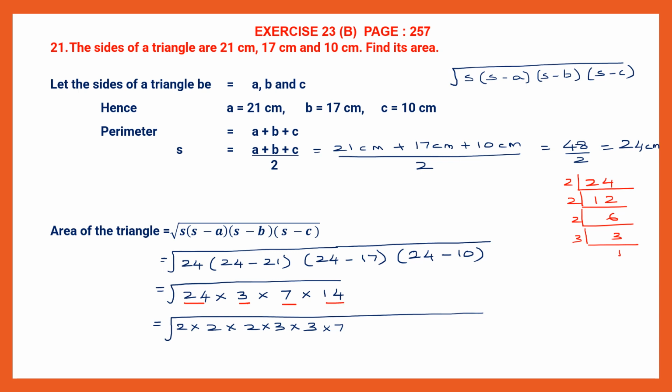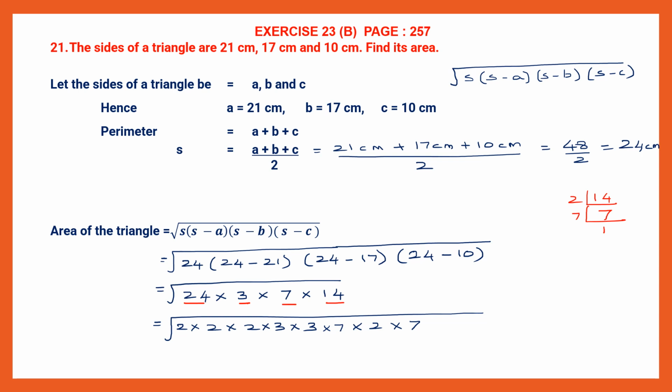Now let's find the prime factors of 14. So divide 14 first by 2. 2 7s are 14, and then let's divide this by 7. 7 1s are 7. So the prime factors of 14 are 2 and 7, and let's write it down here: into 2 into 7. So we have all the prime factors here.